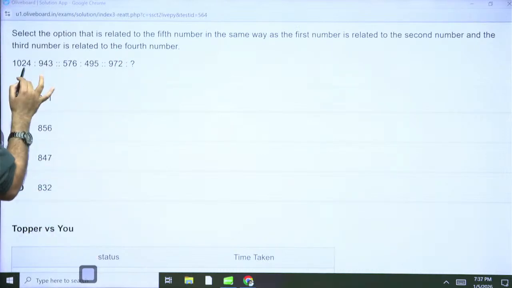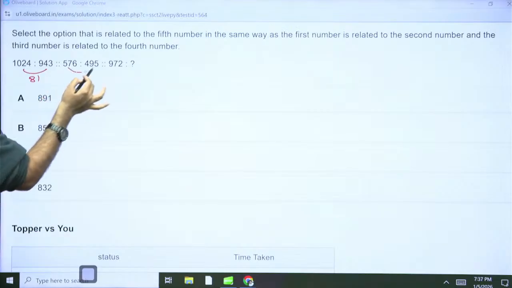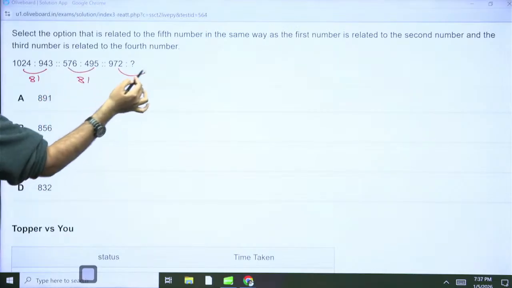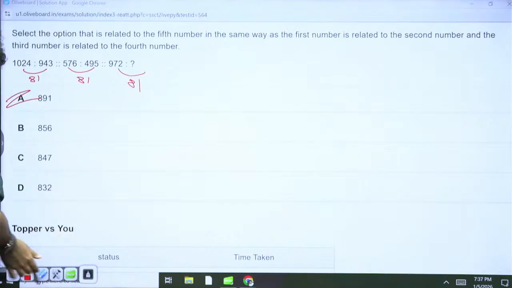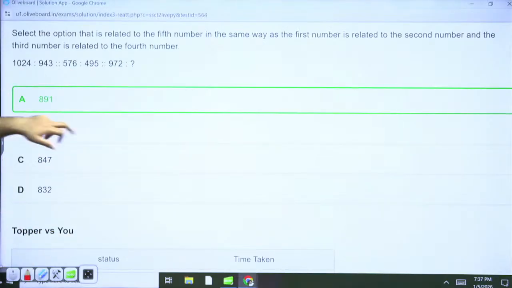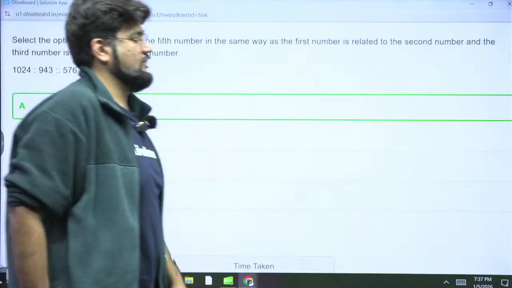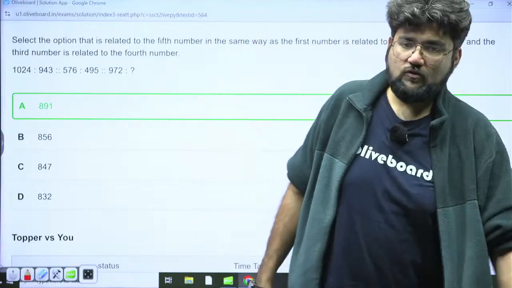But they are very close. Let's check the difference. Difference is 81. Difference is 81. Good. Wonderful. 891. Option A is the right answer. Very simple question. 34 seconds. Right? Done and dusted. That's it for today.